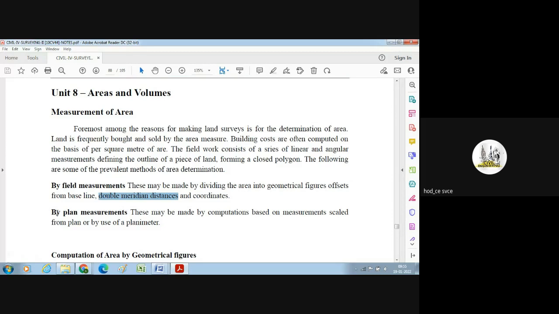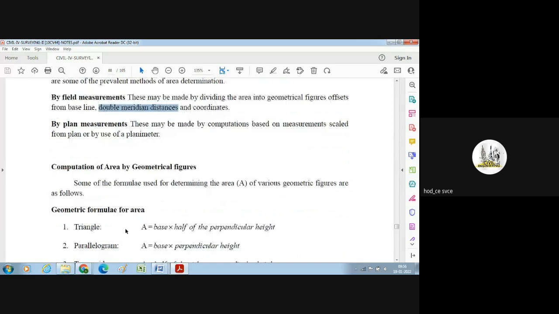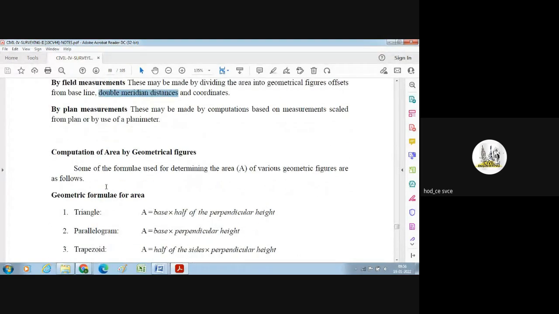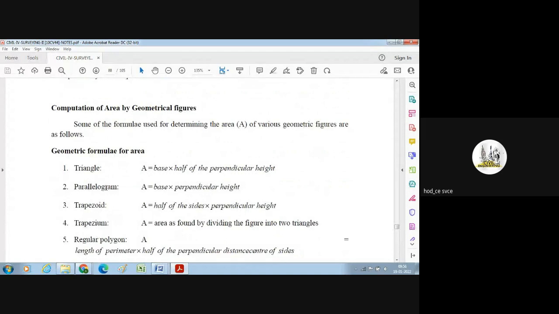Okay. And next, coming to the next one, it is by plan measurements. Okay. So here, as you know, one of the plans was there, and you have divided it into so many triangles and calculated the area. Computations are based on the measurements scaled from the plan or by using a planimeter. So a planimeter generally is used to calculate the distance as well as angle, right? And here, how we are going to calculate the area for different geometrical figures.